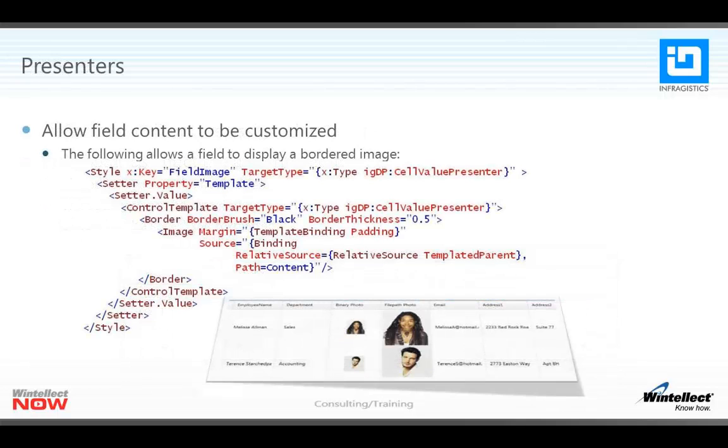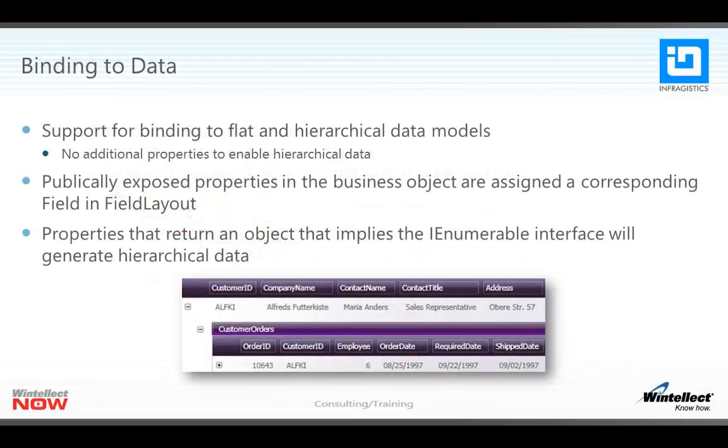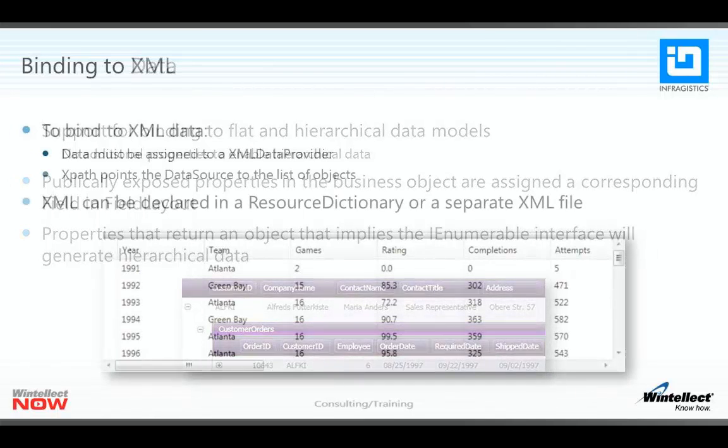Presenters allow field content to be customized in layout, definition, and in content presentation. The XAML shown here illustrates using a style to override a presenter in order to present data as an image element within a border. The XAM Data Grid supports binding to flat and hierarchical data models. You don't have to set any specific properties to display hierarchical data. Each publicly exposed property in the assigned business object is assigned a corresponding field in the field layout. When a public property returns an object that implements the IEnumerable interface, the grid will display an expansion indicator to allow the user to drill down into the hierarchy.